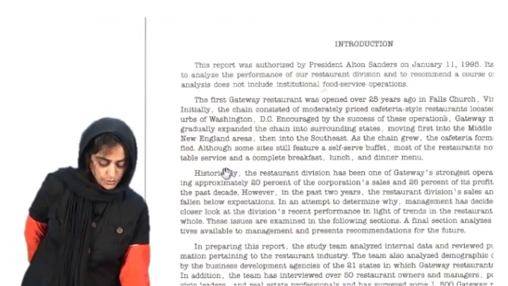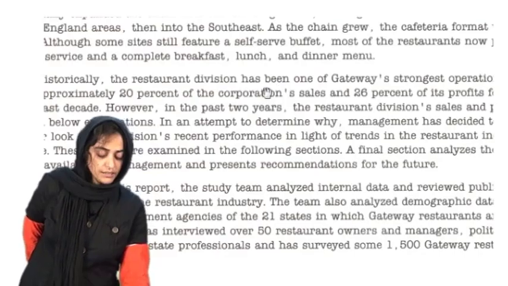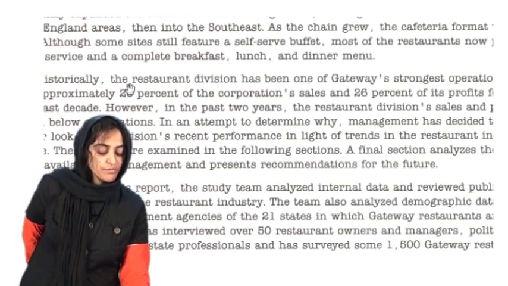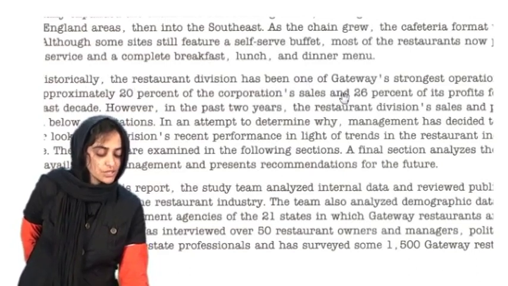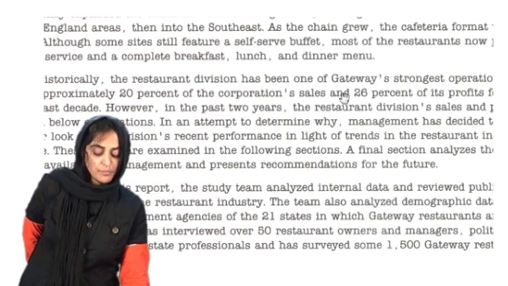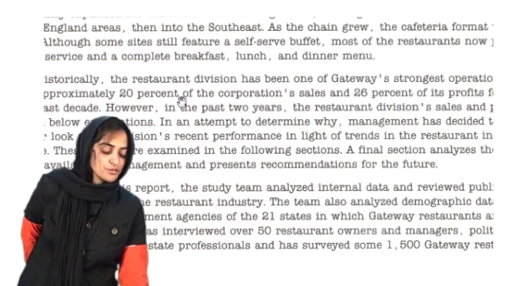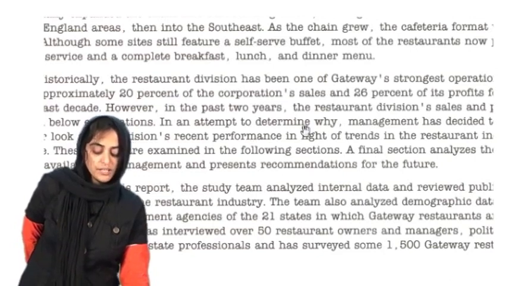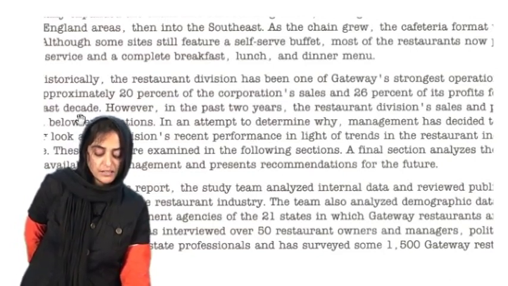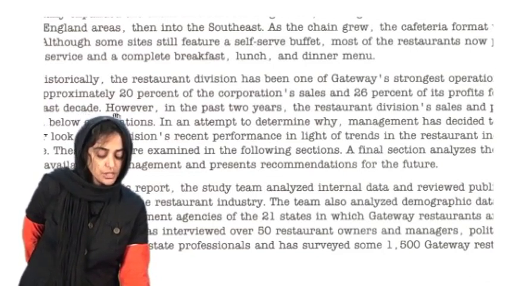Next, dear students, he says, historically, the restaurant division has been one of Gateway's strongest operations, providing approximately 20% of the corporation's sales and 26% of its profits for much of the past decade. However, in the past 2 years, the restaurant division's sales and profits have fallen below expectations. Here he is launching the problem.